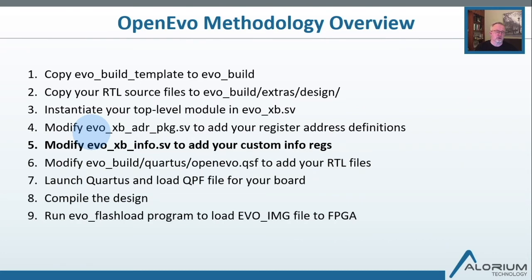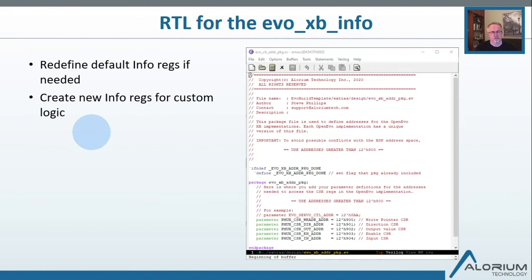Now we're going to take a look at our XP info block and see how we can make use of that. This allows us to add additional info registers so that from the sketch you can read information about your custom logic.